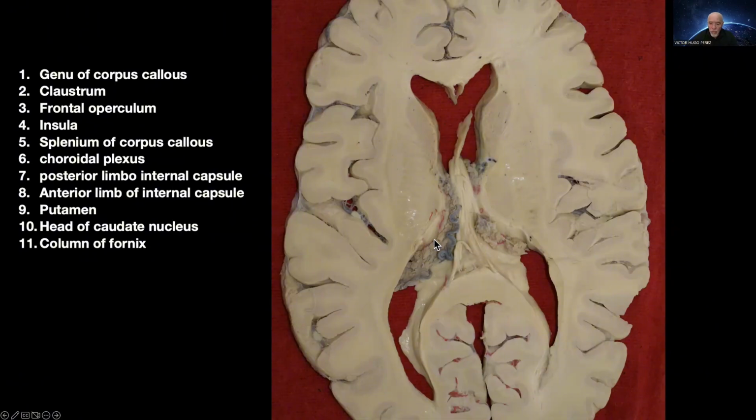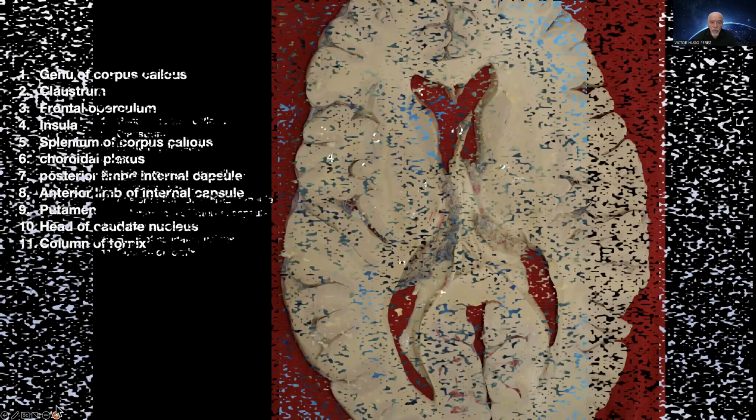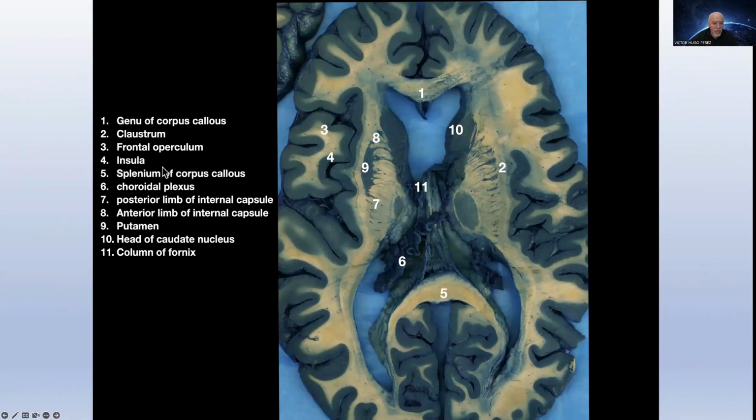So, and then the choroid plexus. Here we have the splenium of the corpus callosum. So let's go to see what happened with the staining. It's really beautiful. So here we have several structures. For example, the posterior limb of internal capsule. Here we have the internal capsule. The anterior limb in this place, the putamen with the number 9, and head of caudate nucleus with number 10, and the column of fornix in this place.